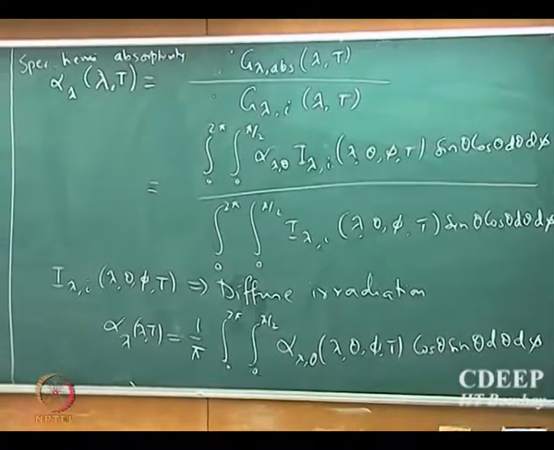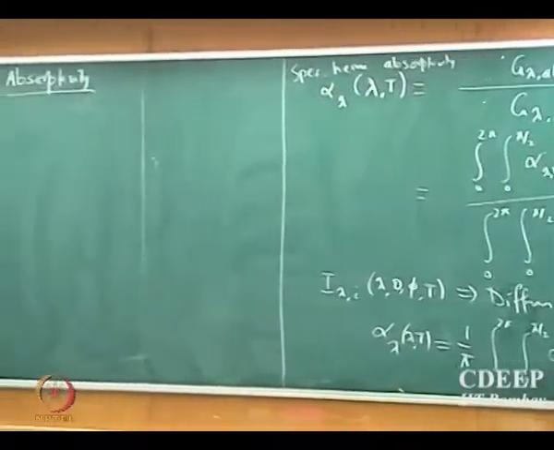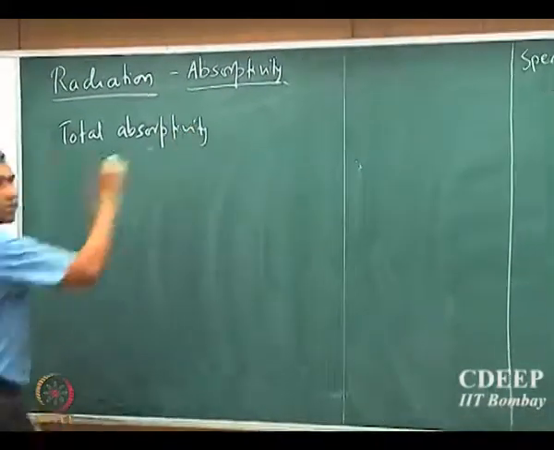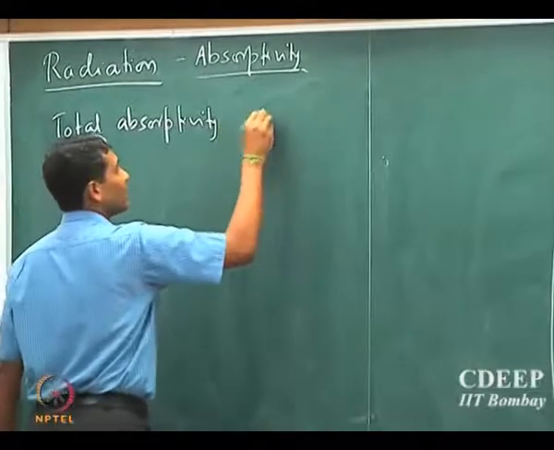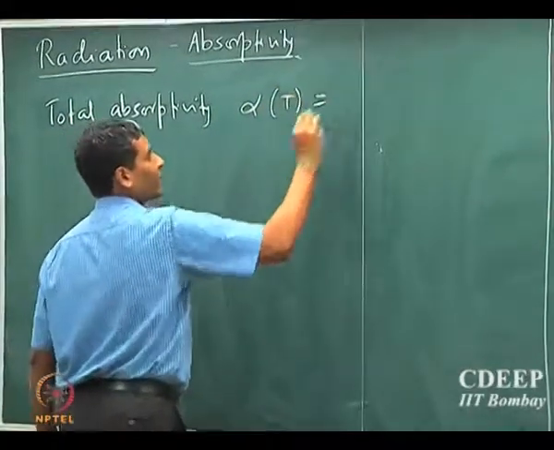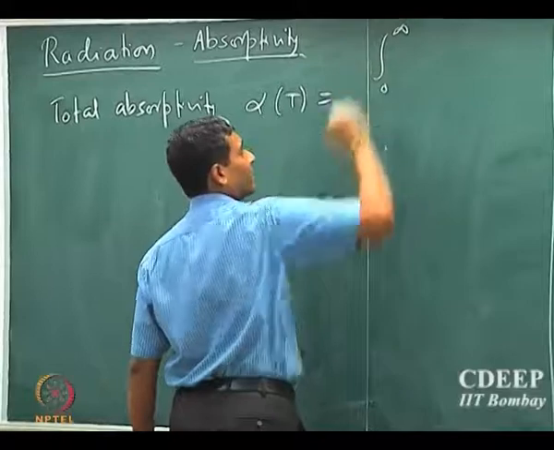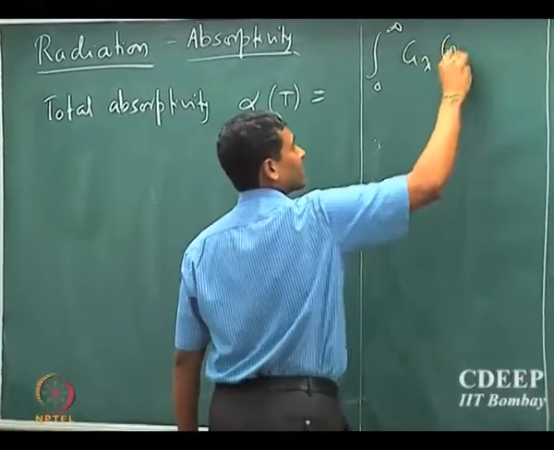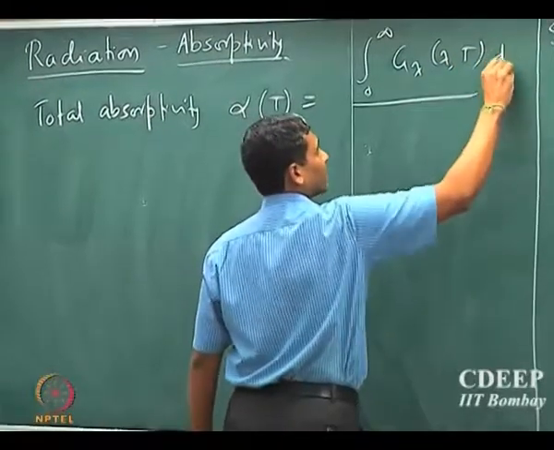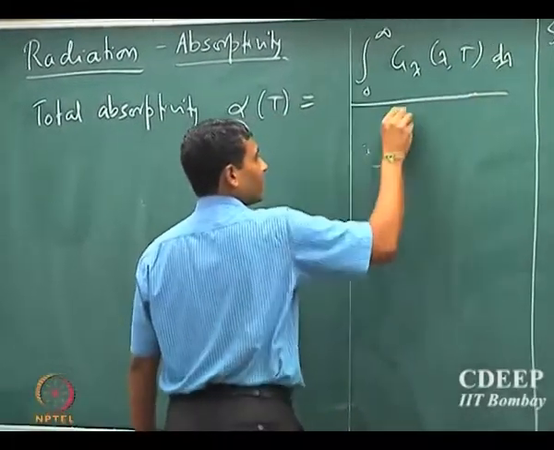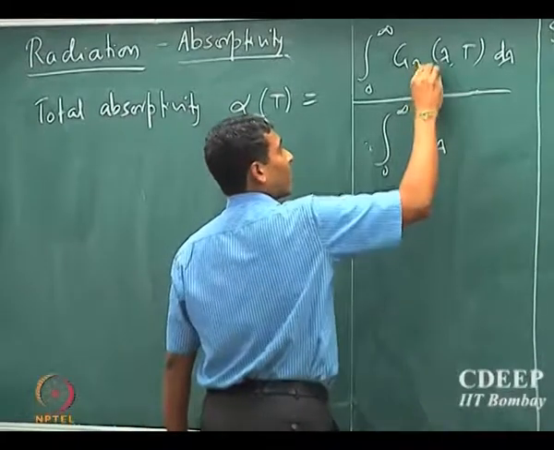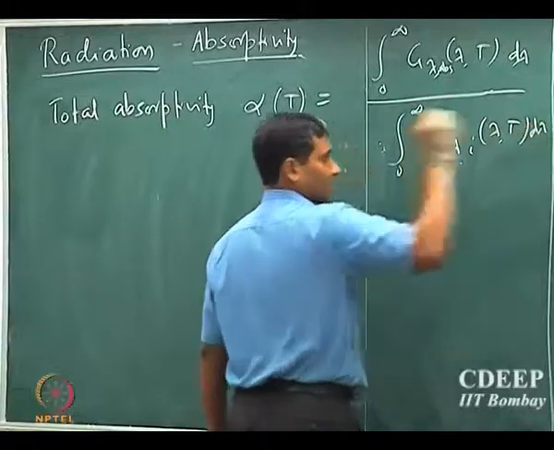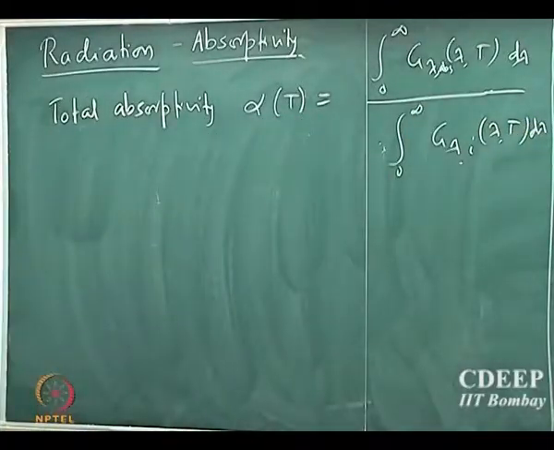Similarly, one could define what's called the total absorptivity, and that will be alpha, which is only a function of temperature. Once again, by definition, it will be the integral of G lambda absorbed divided by the integral from 0 to infinity of G lambda. Okay. So that's the definition.